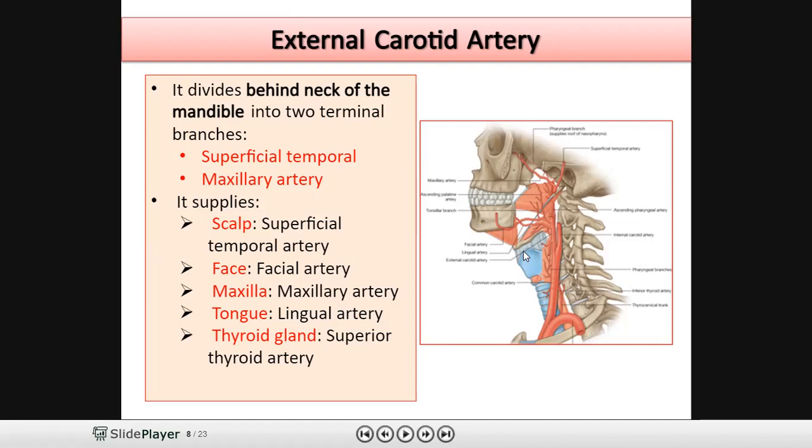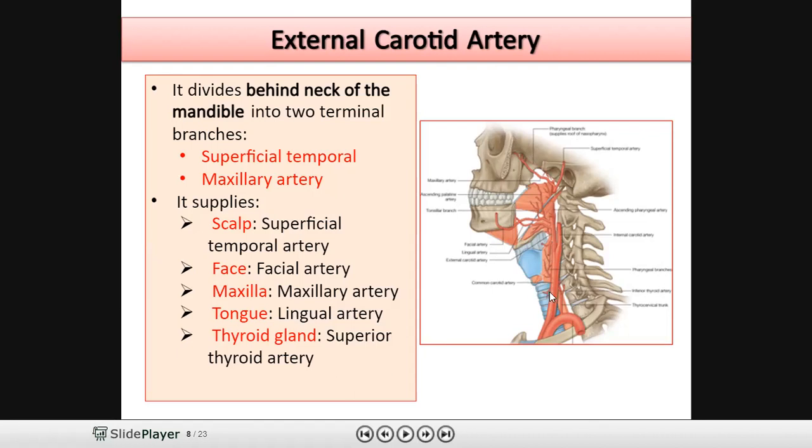So how many branches have we mentioned? Superficial temporal, maxillary artery, facial artery, lingual artery, superior thyroid artery. These are the main branches of the external carotid artery: lingual artery, facial artery, maxillary artery, superficial temporal artery, and superior thyroid artery, which is supposed to come here to supply.